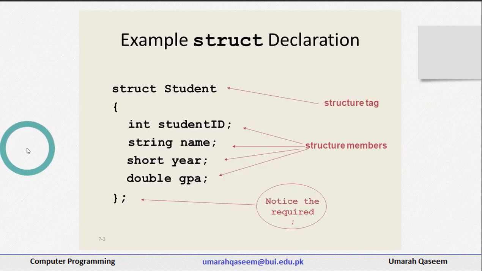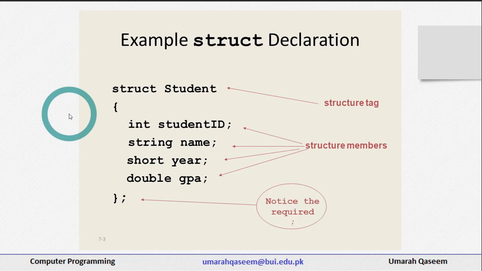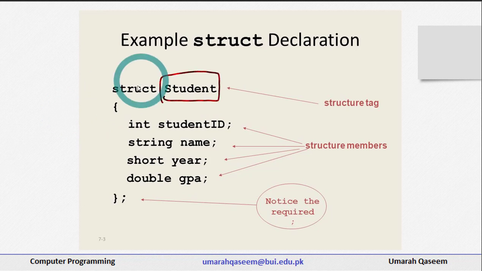So let's see how you declare a structure. We use the keyword struct. You write the keyword struct, and then after a space you write the name of the structure. So whatever name you want to give to this structure, you write that here after the struct keyword. And then you write the starting curly brace and the ending curly brace. And after the ending curly brace, you put a semicolon. It is required. You should not miss it.